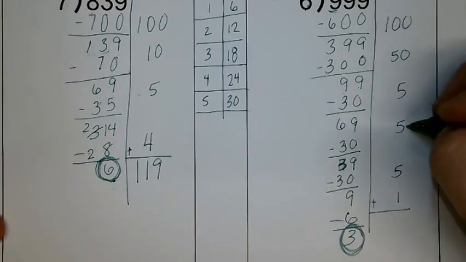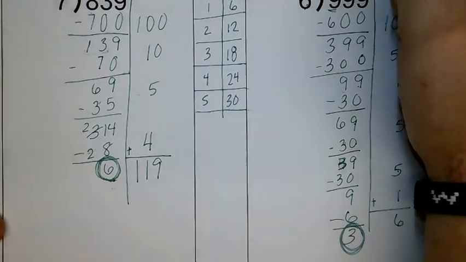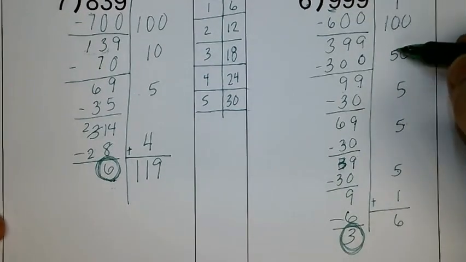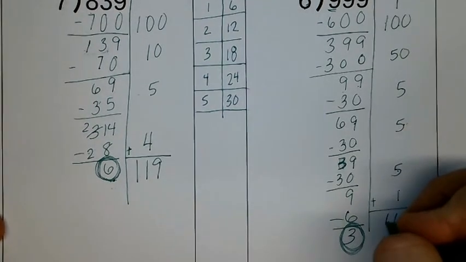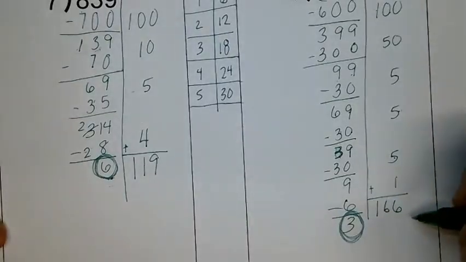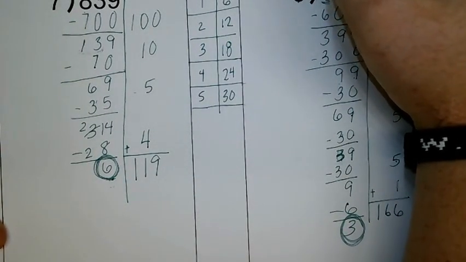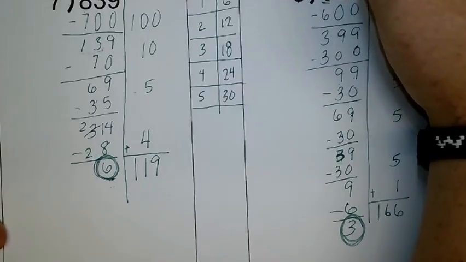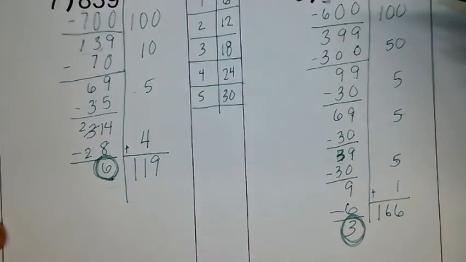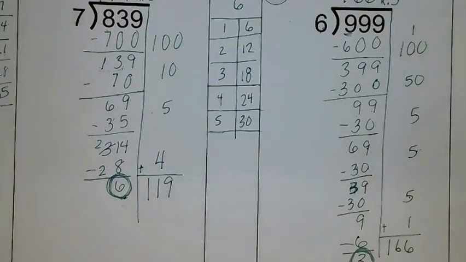So I'm going to say 5, 10, 15 plus one more is 16. So I'm going to regroup my 1. 1 plus 5 is another 6. And then my hundreds place, I only have a 1 for my 100. So my answer is 166 with a remainder of 3. All right. That is how we can use partial quotients to solve this problem.